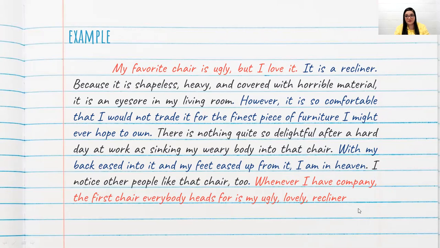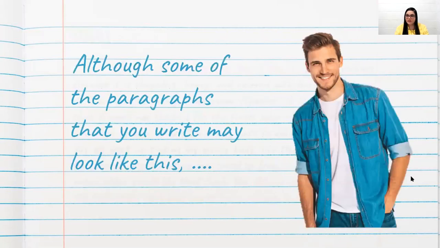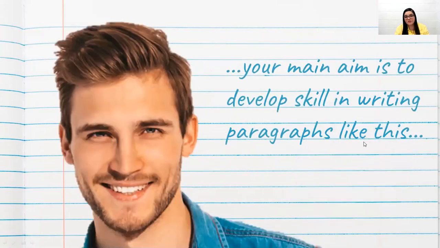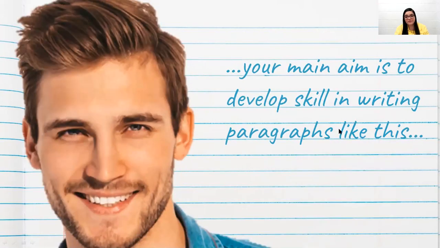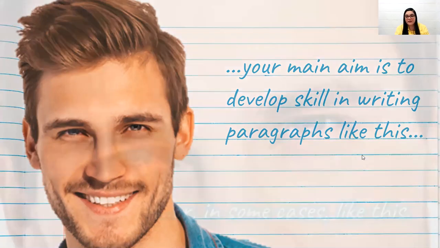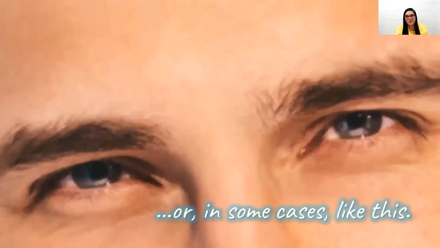You may pause the video in this section and analyze the ideas that the paragraph suggests, or how the paragraph is developed following the topic sentence. Now, moving a little bit more into what the paragraph should look like, some of the paragraphs that you write will probably look like this. Your aim is to develop your skill in writing so that the paragraph looks more like this, or in some cases, more specifically like this. What do we need to make this close up?